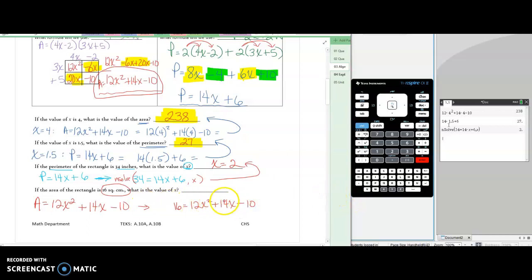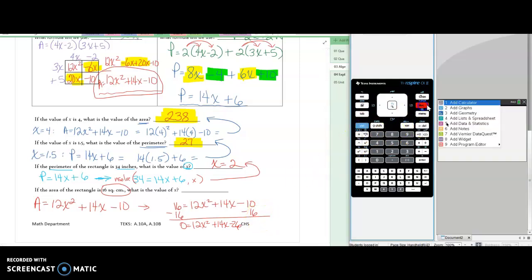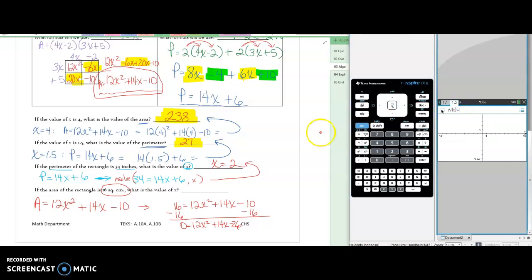Okay, so this looks very similar to what we did whenever we were factoring. Or, we could use our calculator and graph it. So what we're going to do is solve for 0. Subtract 16 from both sides. We end up having 0 is equal to 12x squared plus 14x minus 26. Now, I don't want to factor that. I'm going to use my calculator and graph this and see what I come up with. So let's add a graph page, and let's graph this.